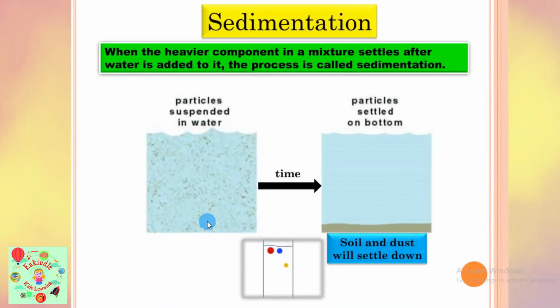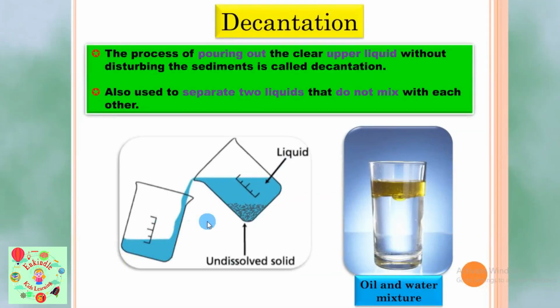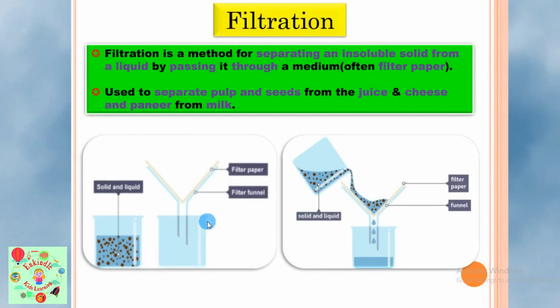Then we learned about sedimentation. What is sedimentation? When the heavier component in a mixture settles after water is added to it, the process is called sedimentation. What is decantation? Decantation is the process of pouring out the clear upper liquid without disturbing the sediments. Then we learnt what is filtration. Filtration is a method for separating an insoluble solid from a liquid by passing it through a medium, preferably filter paper.